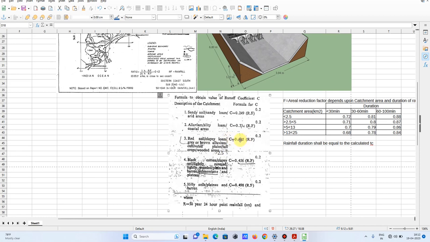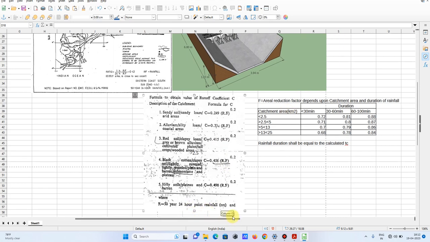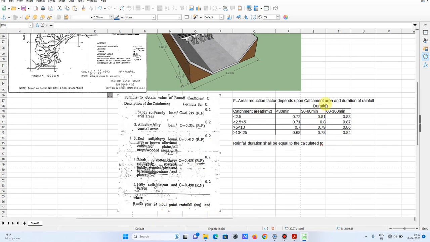For dry cultivated, we can use number 3: red soil, clay, loam, and gray cultivated plains. So we can use this formula, C = 0.415 RF to the power 0.2, where R is the 50-year point rainfall depth in centimeters, and F is the areal reduction factor, which depends on the catchment area and the duration of the rainfall.